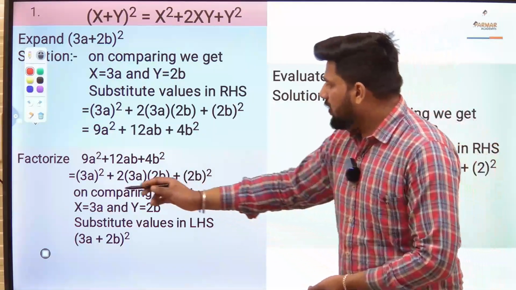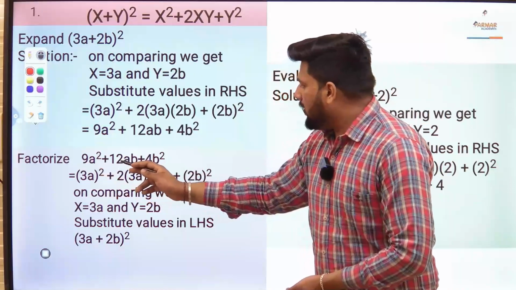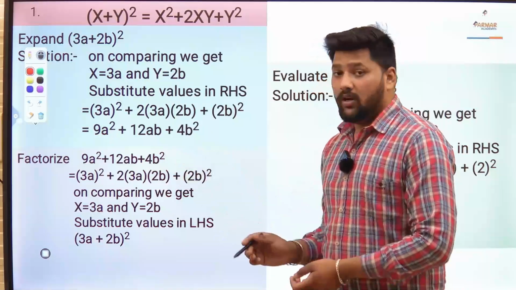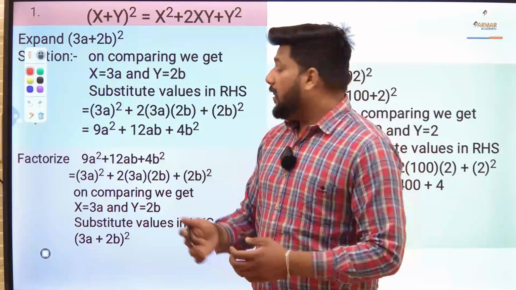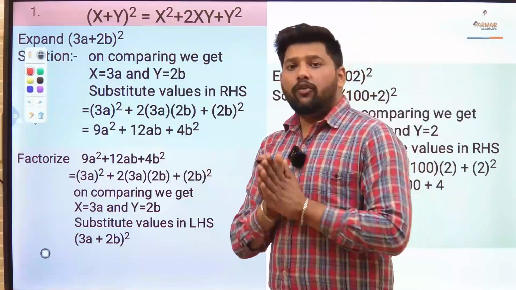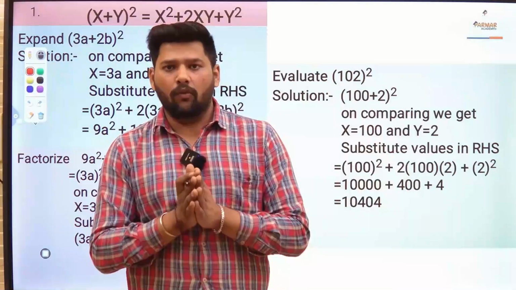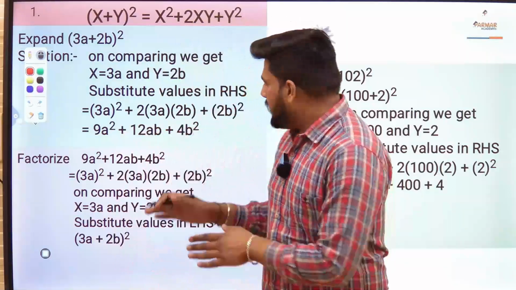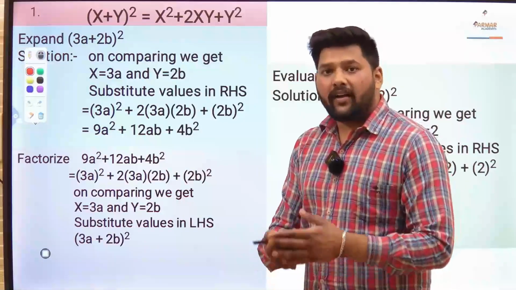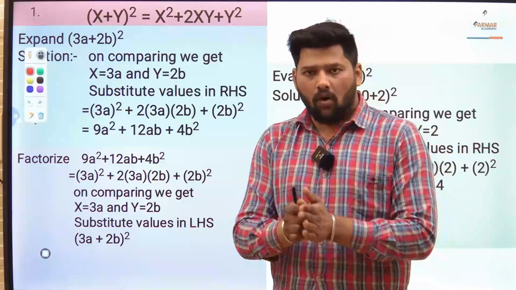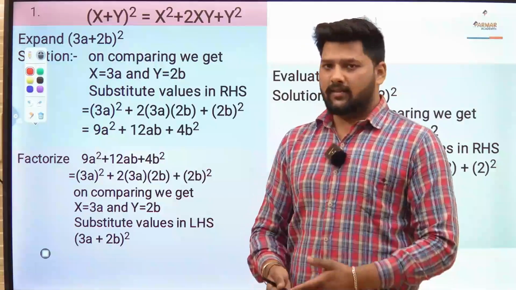The next question is factorize 9a square plus 12ab plus 4b square. This is the reverse part. In the above set of questions, we found the expanded form from a factorization form. But in this question, we have to factorize. Means the expanded form is already given, we have to factorize this.